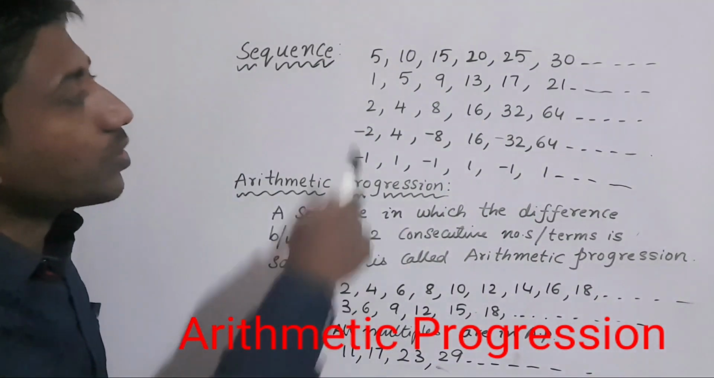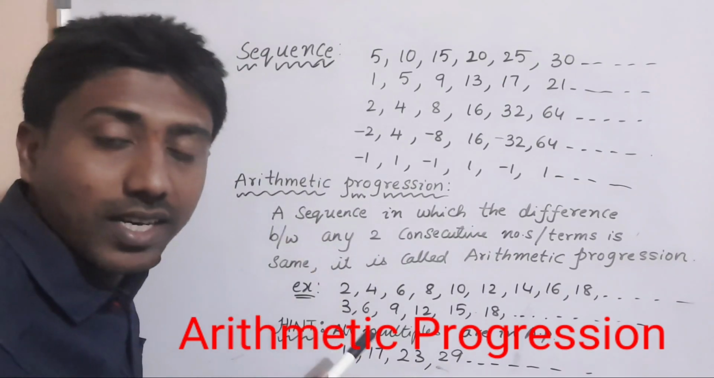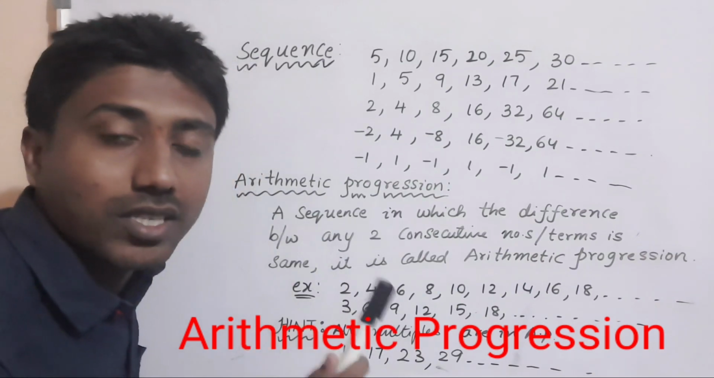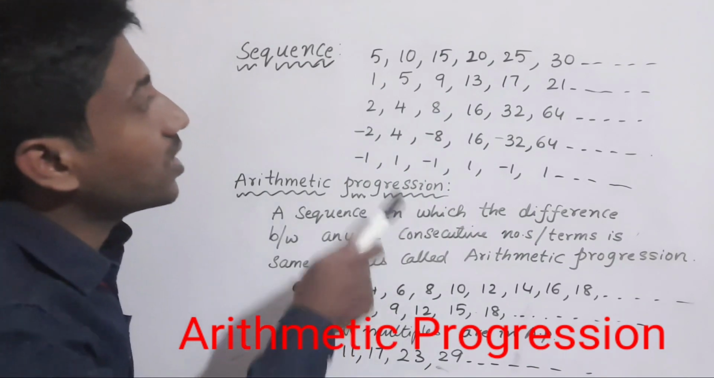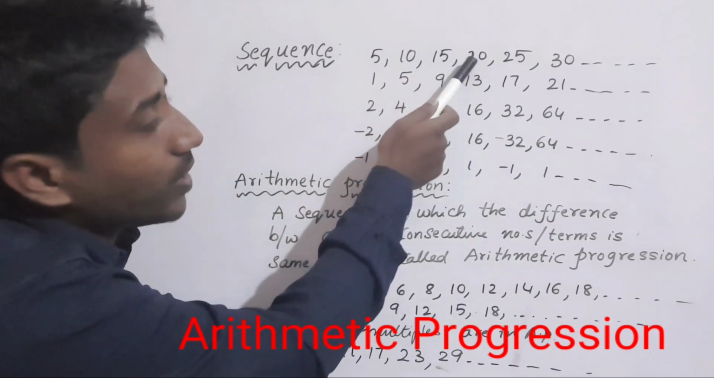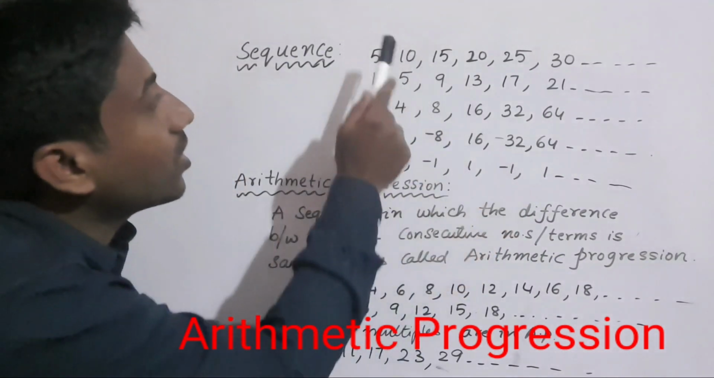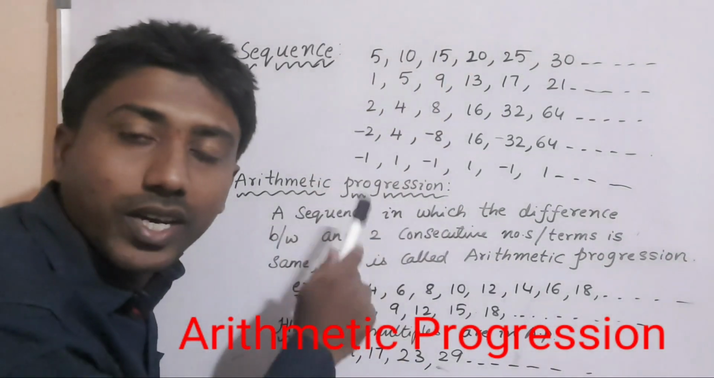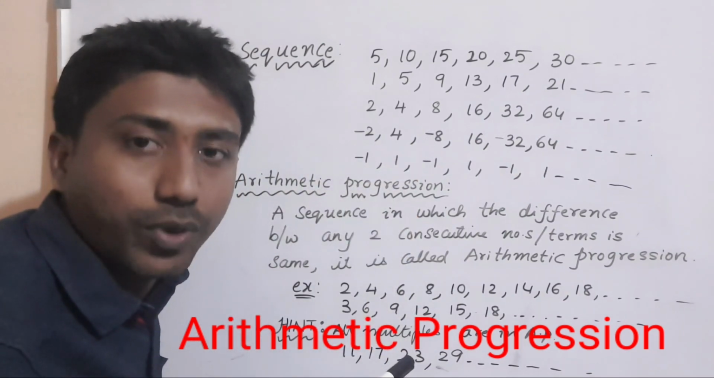Okay, so in all these sequences you might have observed there is one sequence in which the difference between any two consecutive terms or consecutive numbers is the same. Such a sequence is called an arithmetic progression. So see here, 5 plus 5 is 10, 10 plus 5 is 15, 15 plus 5 is 20. 10 minus 5 is 5, 15 minus 10 is 5, 20 minus 15 is 5. So here the difference between any two consecutive terms is the same. Such a sequence is called an arithmetic progression.